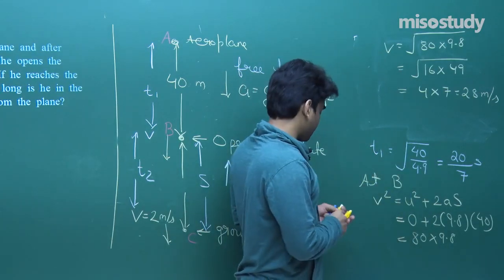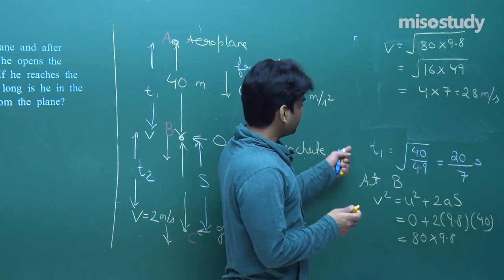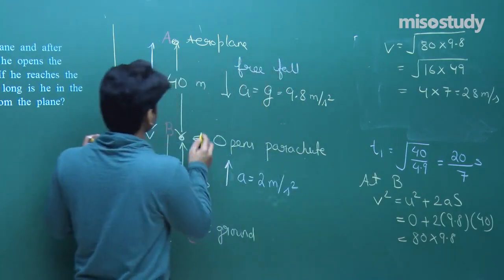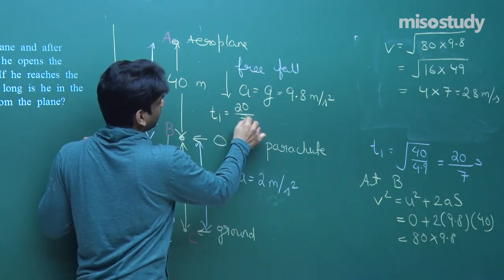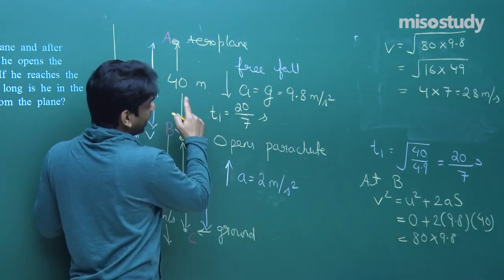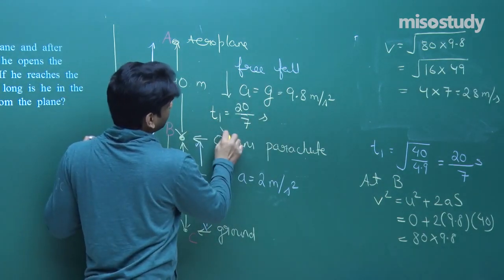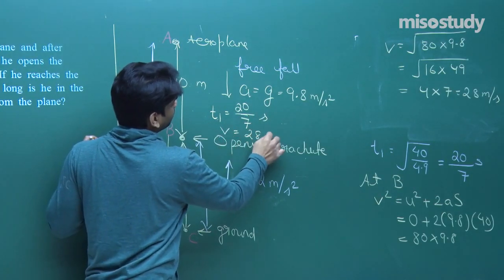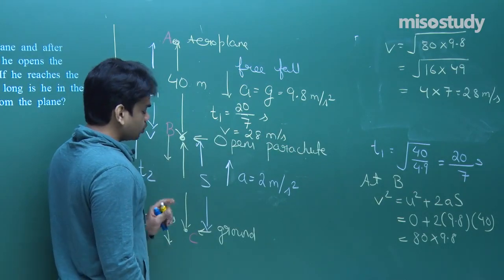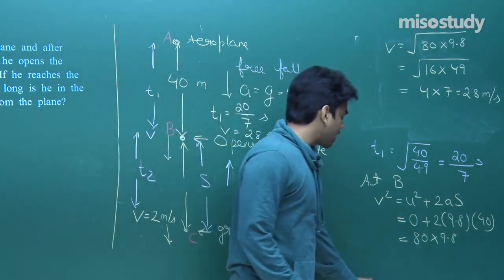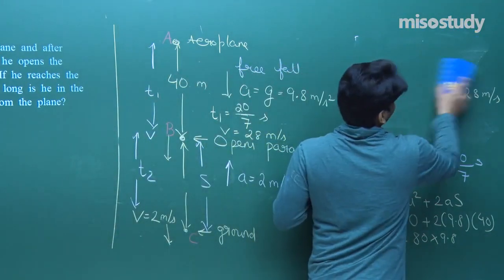This we have to keep separately. So I am marking this time t1 as 20 by 7 seconds here, because this will be useful in our further calculation. And the value of velocity that we have just now reached is 28 meter per second. Now what is the time taken to move from B to C? Let's try to evaluate that.